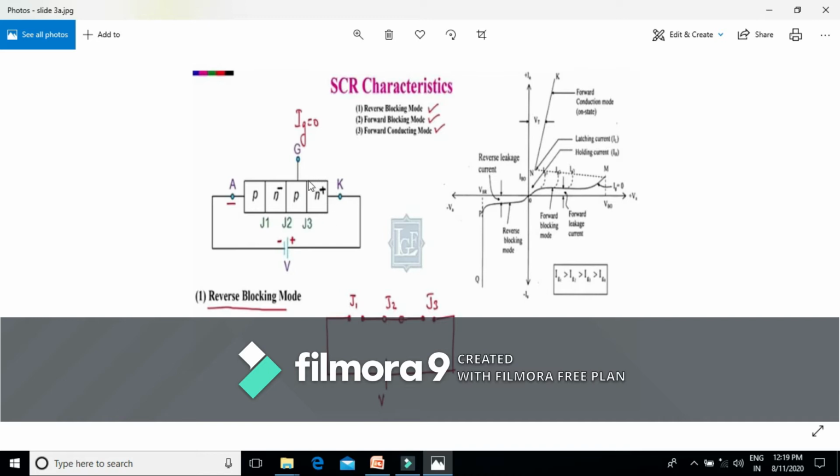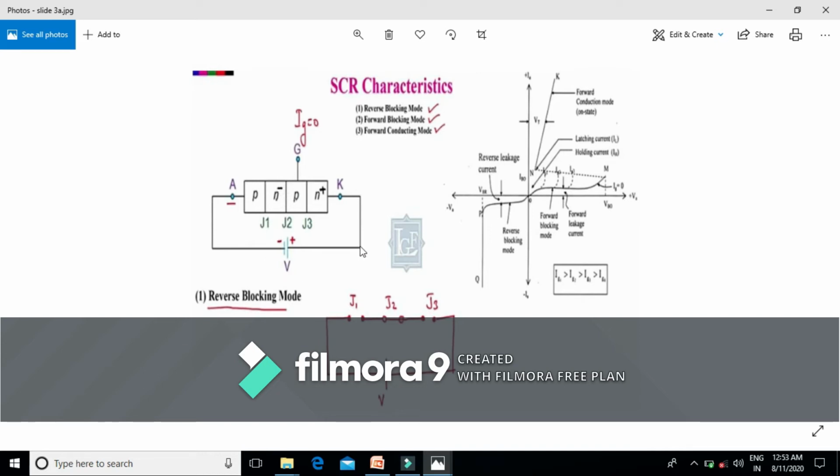This is because of the two highly doped layers across the junction J3. This depletion layer extends quickly as compared to junction J1, where one layer across the junction is very lightly doped. That means we should keep in mind that junction J1 has high reverse blocking voltage capability as compared to this junction J3, because of this lightly doped layer across this junction J1.